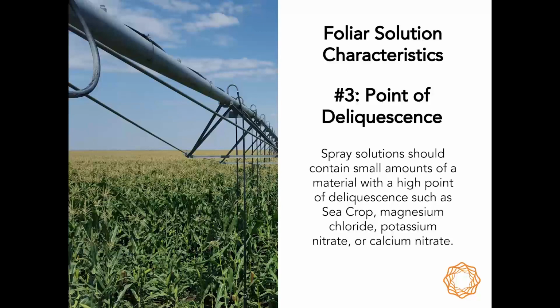Getting back to point of deliquescence, we want to include small amounts of a material that has a high point of deliquescence, such as C crop, magnesium chloride, potassium nitrate, calcium nitrate, etc. And again, in our product formulations at Advancing Eco Agriculture, we make certain that all of our formulations contain a small amount of some of these materials to make sure that the foliar applications remain liquid on the leaf surface for a very long period of time.